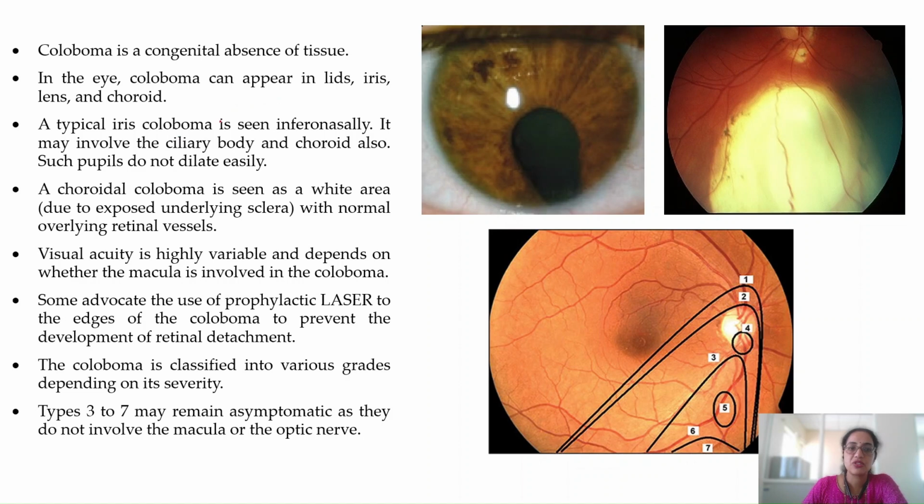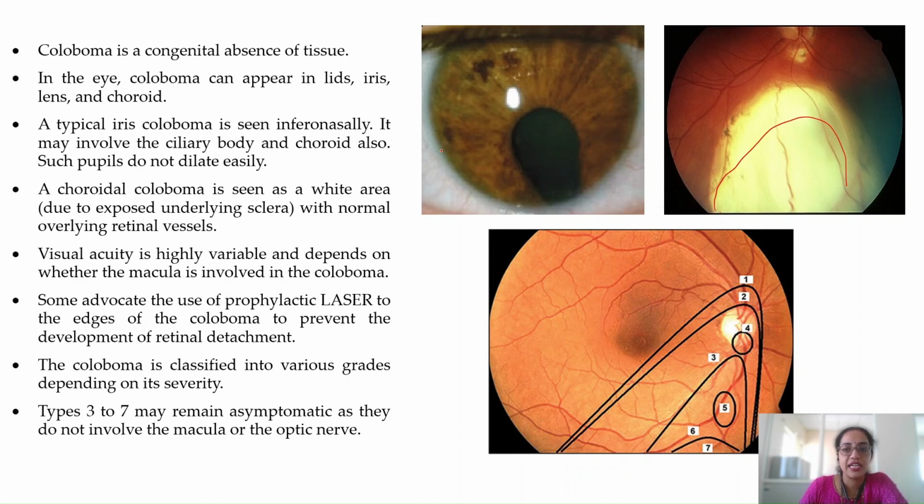Colobomas can be there in the lids, iris, lens and the choroid. A typical iris coloboma is shown here and is seen inferonasally. It may involve the ciliary body, the zonules, the lens, the choroid and sometimes the optic nerve also. In such cases the pupils do not dilate very well. The choroidal coloboma is shown in the second picture and is seen as a white area due to exposure of the underlying sclera. It is also known as a retinochoroidal or RC coloboma.